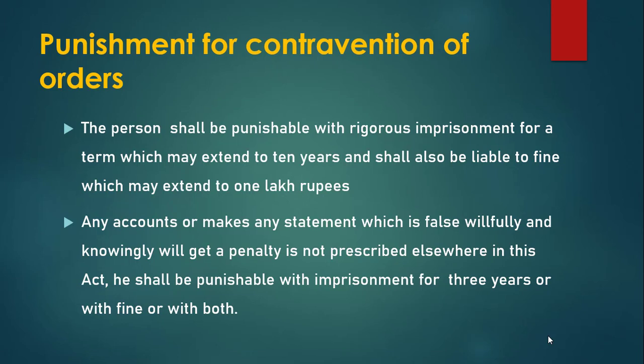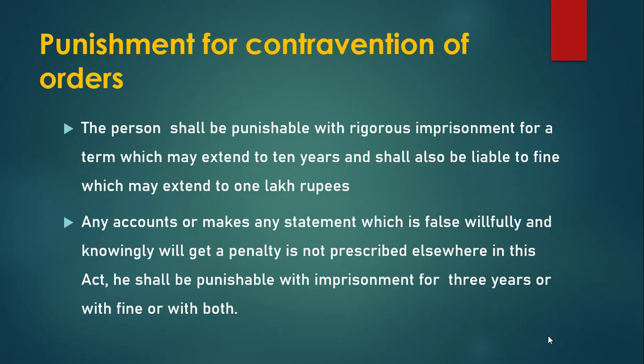Next is punishment for contravention of orders. In the case of orders relating to narcotic drugs and psychotropic substances, the person shall be punishable with rigorous imprisonment for a term which may extend to 10 years and shall be liable to a fine which may extend to 1 lakh rupees. So if you contravene orders, you will get punishment of 10 years and a fine of 1 lakh rupees.